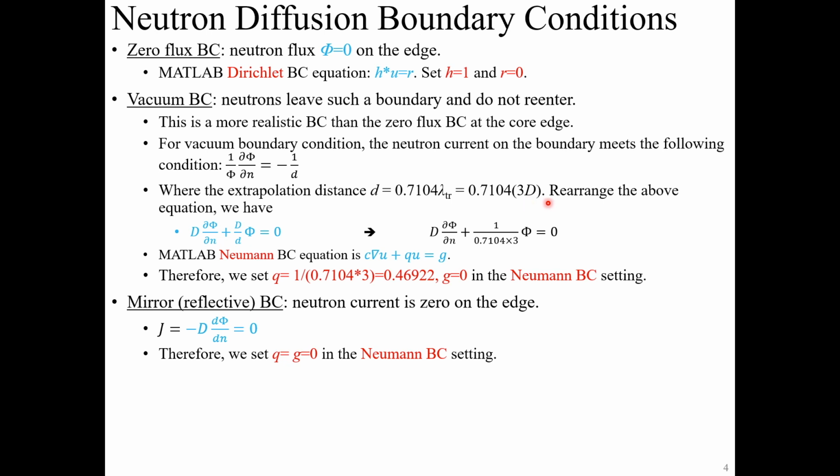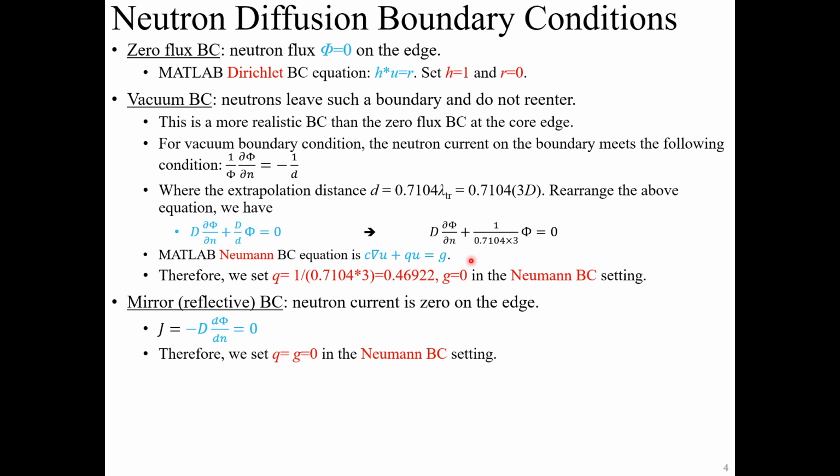Then we can rearrange the above equation, and we get this blue equation. That's D times d phi over dn plus capital D over lowercase d, then times phi, is equal to 0. Then in the second term, the diffusion coefficient will be cancelled, so we get this black equation to the right. This one describes the current, which is the first derivative of our unknown. Therefore, we are going to map this equation to the Neumann boundary condition.